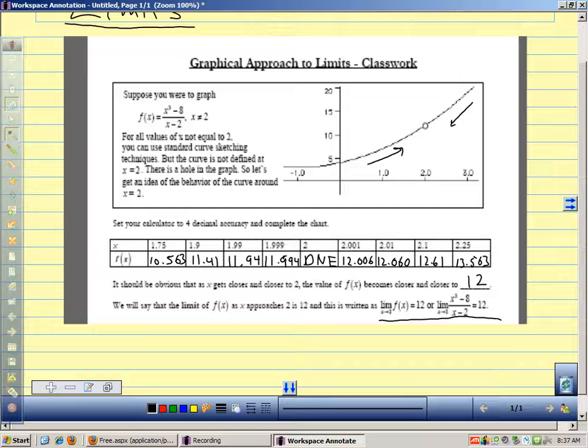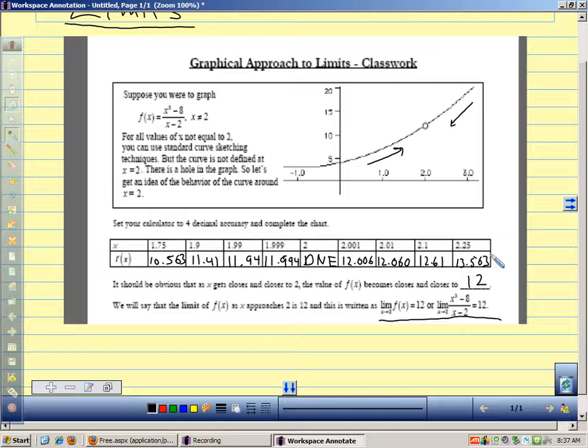Now, one important thing to remember here is that f of 2 does not exist. So we're not necessarily interested in what the function value is at x equals 2. What we're interested in is what it gets close to. So the limit can exist. We can have a limit even when the function doesn't exist. So in this case, f of 2 does not exist, but the limit is 12.